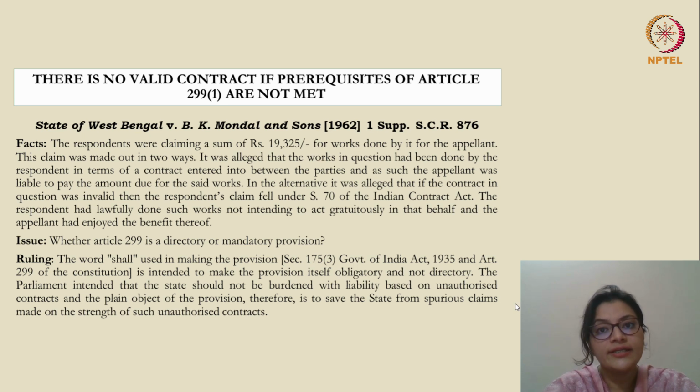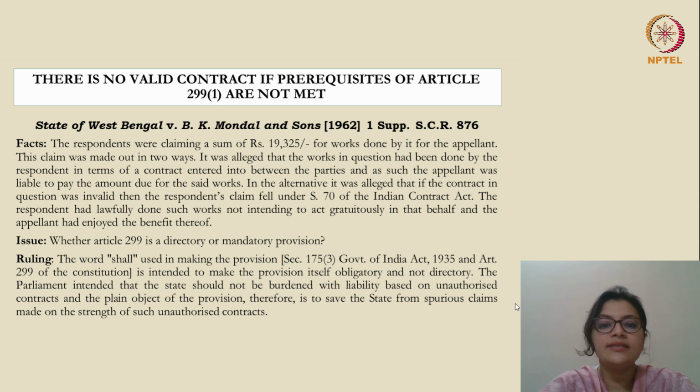To explain this further, I can give you the example of the case State of West Bengal versus B.K. Mondal and Sons. It was decided in 1962. In this case, the respondents were a firm of building contractors. They were doing construction work for the provincial government, and they had done certain additional construction work on the request of officials of the provincial government for which they had not been paid. So they had made a claim before the government, and the provincial government had denied the claim. Their claim was on the basis of the contract that they had entered into between the officers and themselves.